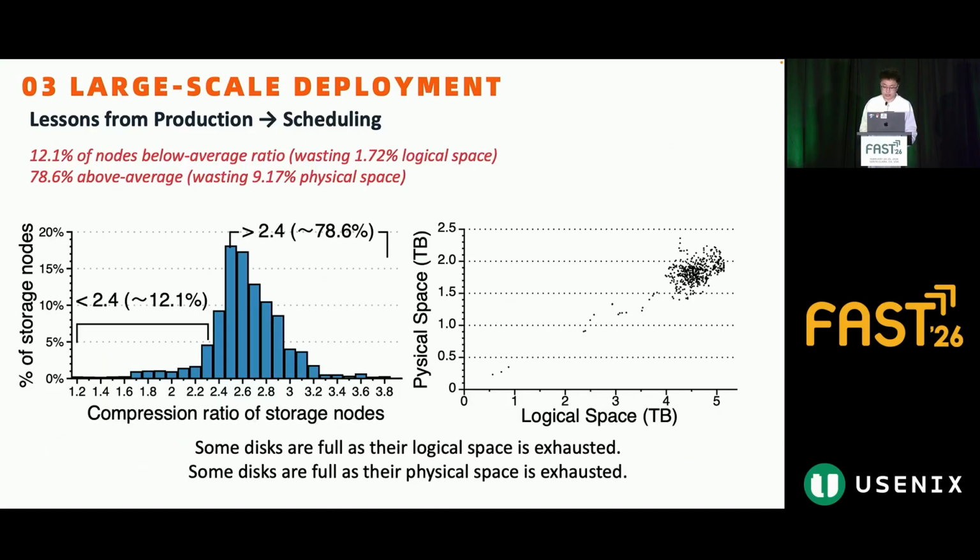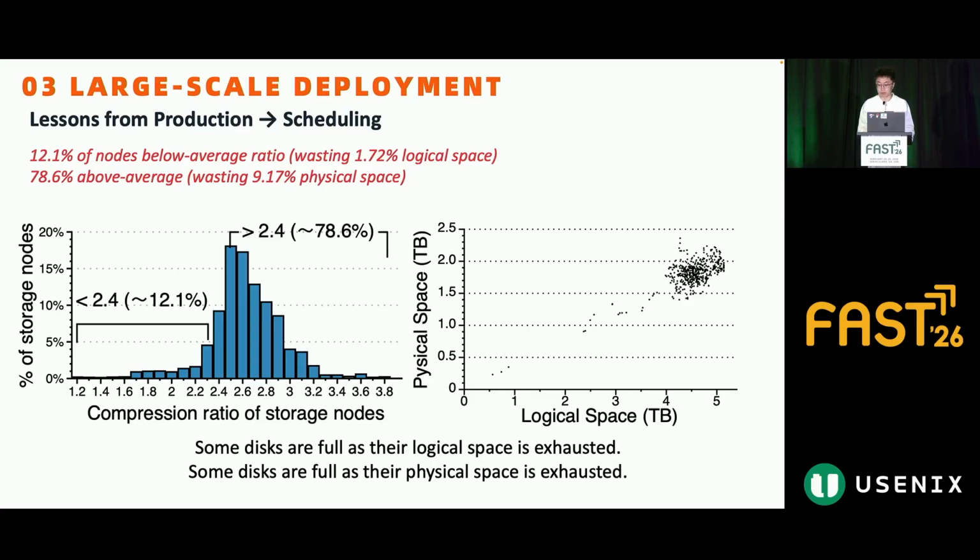Beyond host-level stability, we also encountered a cluster-level challenge. The left figure shows the distribution of compression ratio across storage nodes in a cluster, and the right one shows the physical and logical space distribution. The compression ratio varies widely, from 1.2 to 3.8.